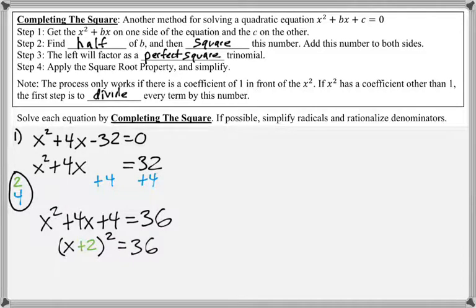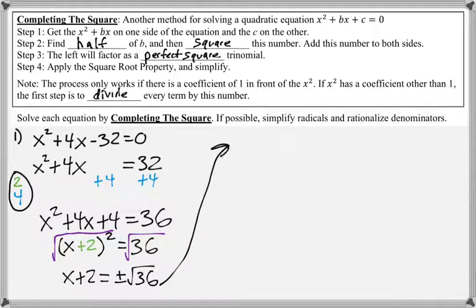So now that I have this, I can actually use the square root property to solve. So I can take the square root of both sides, and this will be x plus 2 is equal to plus or minus square root of 36. And the square root of 36 is 6. So I have x plus 2 is equal to plus or minus 6. Then I want to subtract 2.